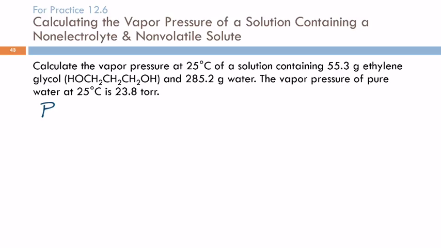So the partial pressure of the solution is going to equal chi for the solvent times P0 for the solvent. This 23.8 torr, that is the P0. That's the partial pressure at this given temperature of the pure solvent. So what do we have to calculate to put in here? We need chi solvent, the mole fraction of the solvent.